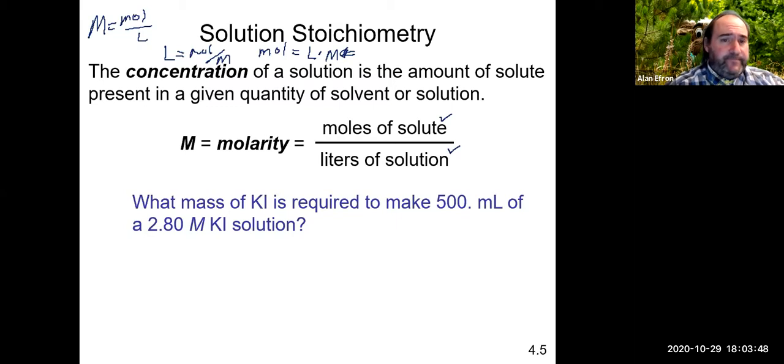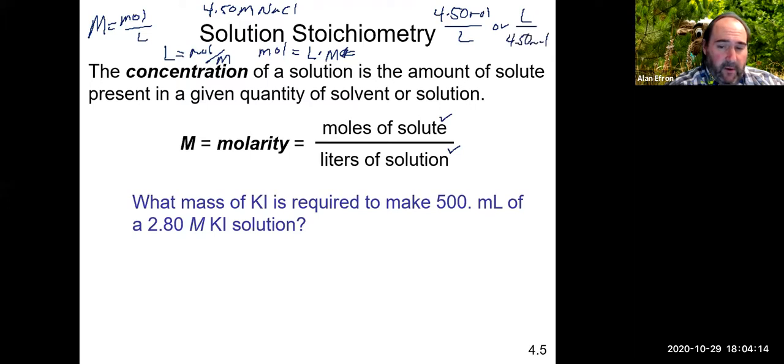Now, when they say something like, "Hey, you have a 4.5 big M sodium chloride," that is known as a 4.5 molar sodium chloride solution. What that big M really means is you have 4.5 moles of sodium chloride per liter, or you can use it almost like a conversion factor: a liter has 4.50 moles.